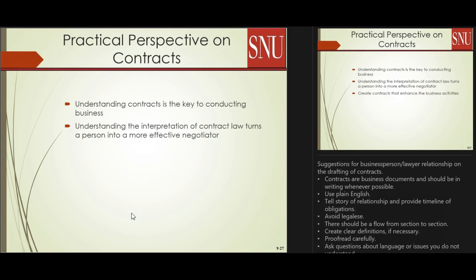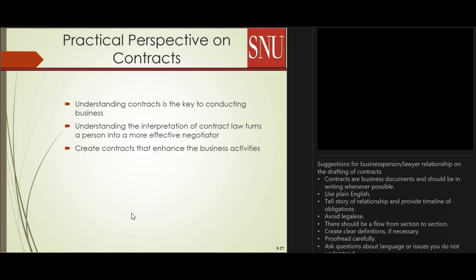Understanding contracts is like the key to conducting business. Understanding the interpretation of contract law will make you a more effective negotiator if you understand what your rights are and what your limitations are, and it creates contracts that enhance business activities. Contracts is the heart and soul of business, so it's important you understand the various concepts to it.